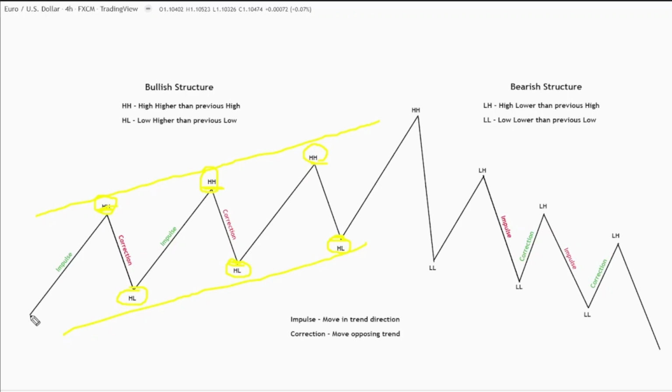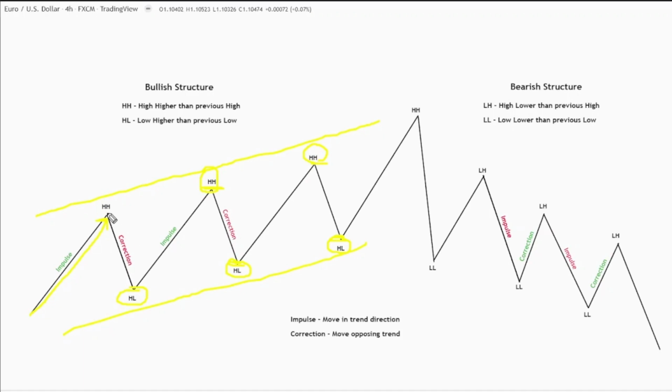And the move that is in the same direction as the trend is called an impulse. This is the move that the market moves in to create a higher high. All right. Now, the impulse move is in the same direction as the trend.